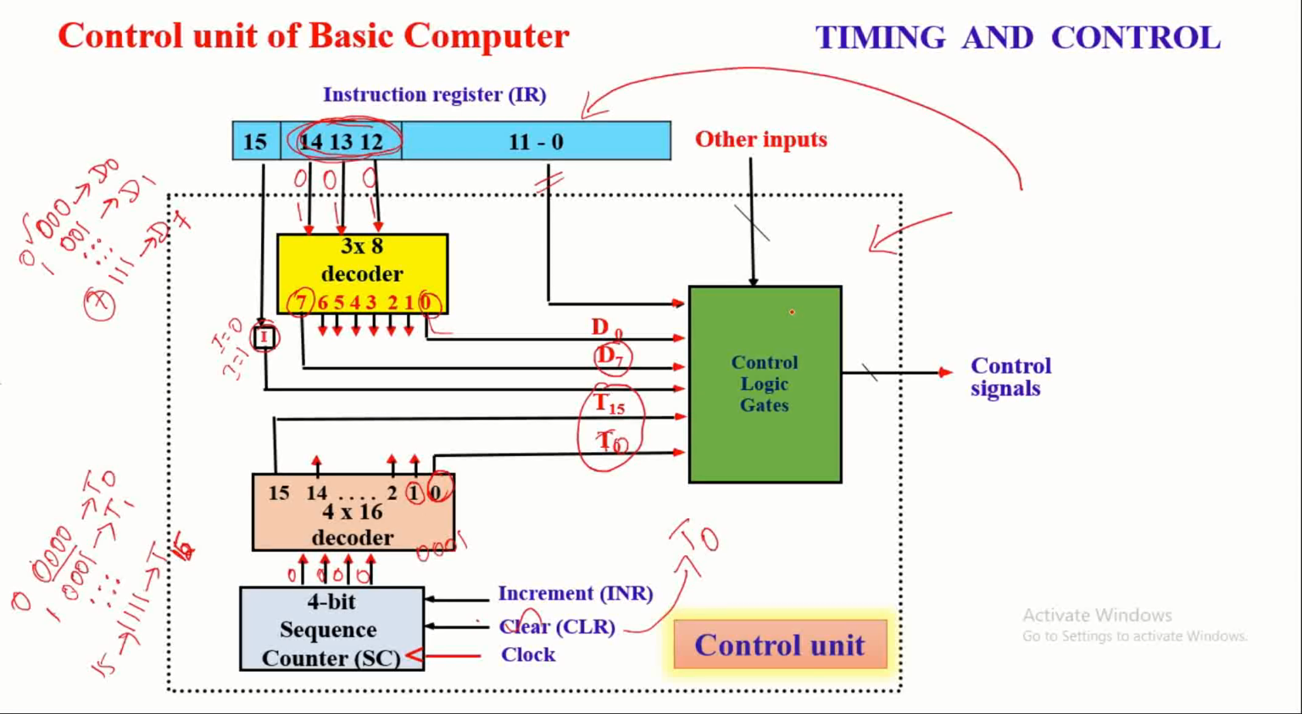Here you can notice the outputs from the 3 by 8 decoder, the 4 by 16 decoder, the I flip flop, and the 0 to 11 bits of the instruction. All these are received by the control logic gates, and after that the control signals are generated by the control unit in order to direct the other parts of the computer to perform the required micro operations according to the instruction fetched in the instruction register.